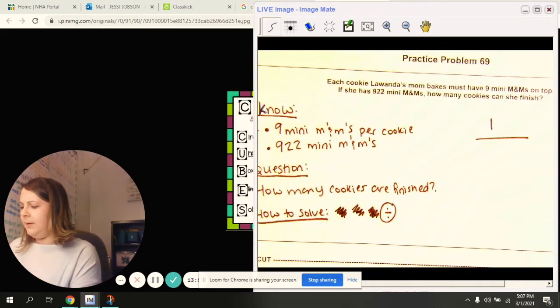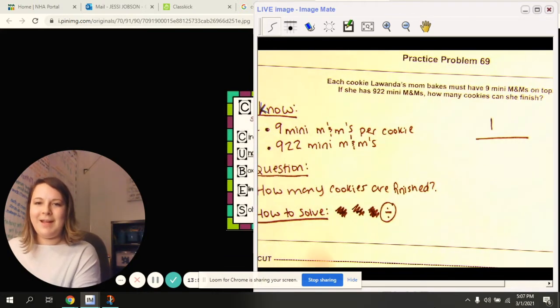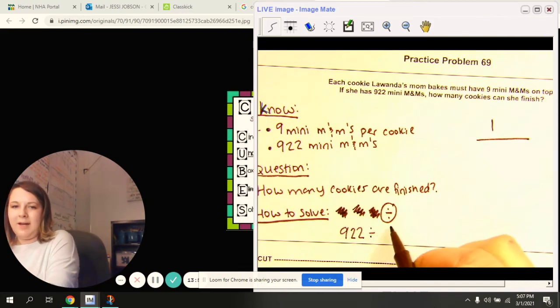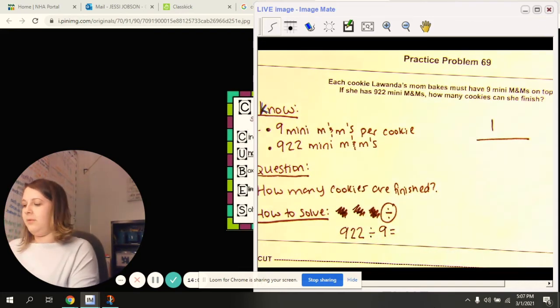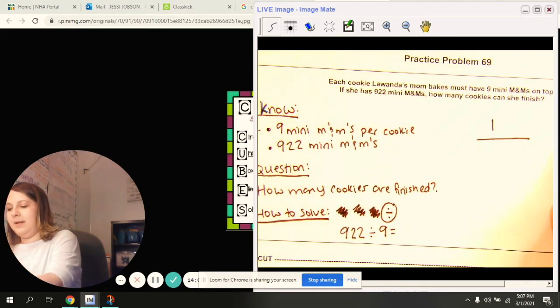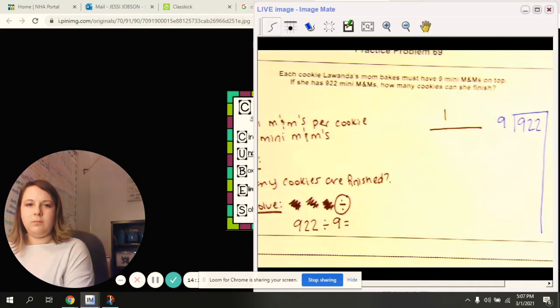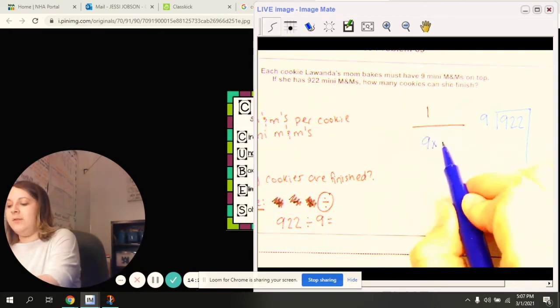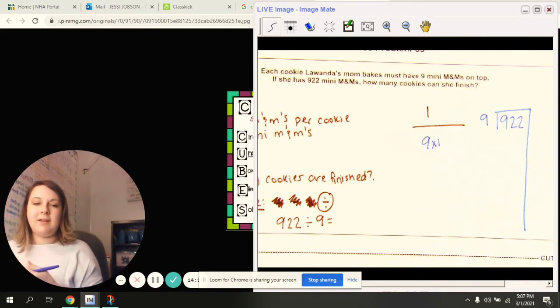So, okay, we've picked our operation. Now we have our numbers. We've got 922 divided by 9. That would be the equation we want to solve. So I'm going to come over here and set that up. Ooh, there we go, 922 divided by 9. We're going to need to write our quick facts. So our quick facts, for those of you that are unfamiliar with this strategy, quick facts are just math facts that are easy for us to recall.